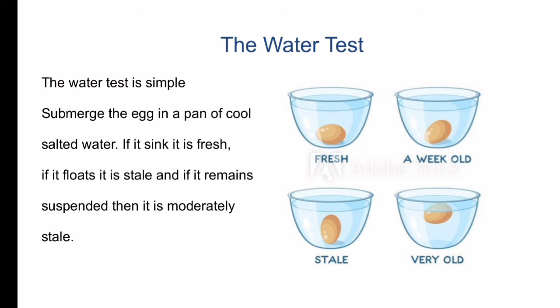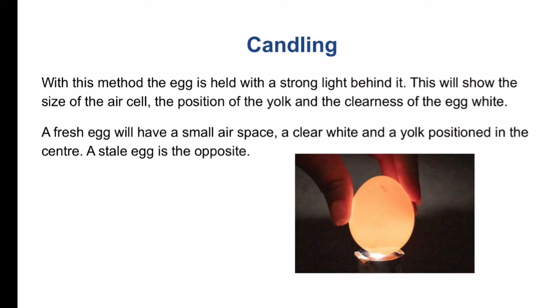Another way to test for freshness of eggs is by using the water test, and all you would need is a pan of cool salted water. If the egg sinks to the bottom of the pan, it is fresh. If it floats, it is stale, and if it remains suspended in the middle, then it is moderately stale.